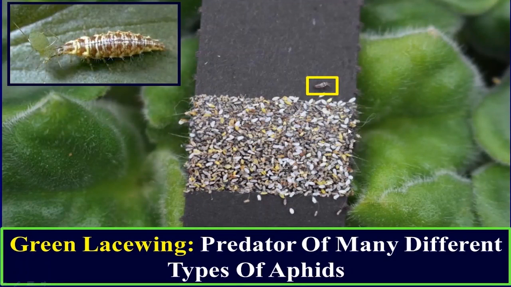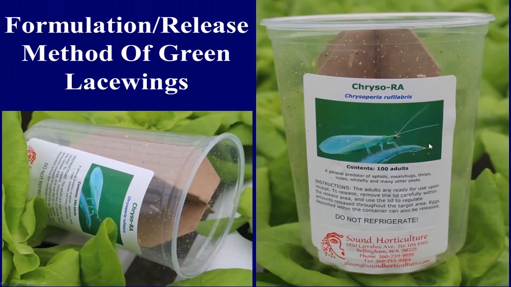The other predator are green lacewings. Here's a green lacewing right there on a card. These are the eggs, which are on stalks, and they feed primarily on aphids, as you can see in this image on the upper left corner. And here is how they're released. This is an operation that grows hydroponic lettuce, and these are all the egg stages. So when the eggs hatch, they crawl out and will start looking for aphids among the lettuce crop.